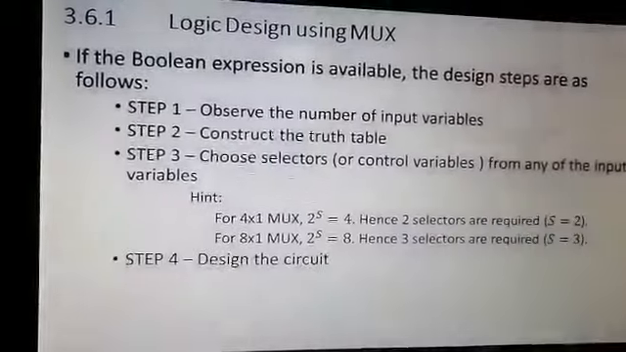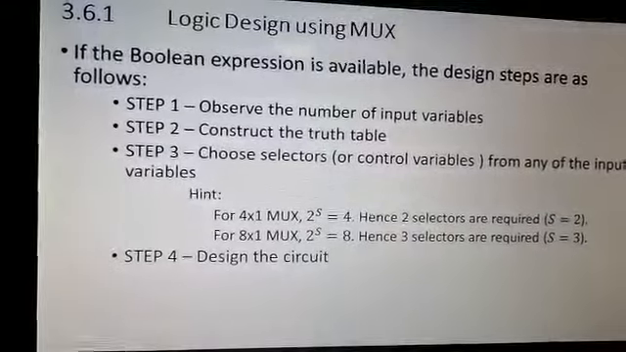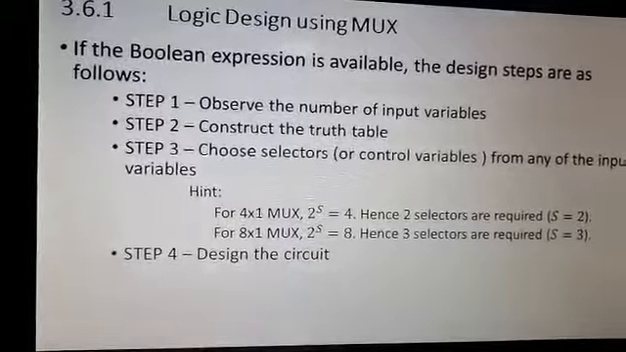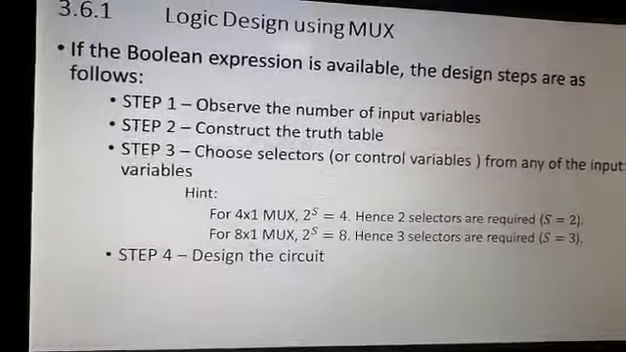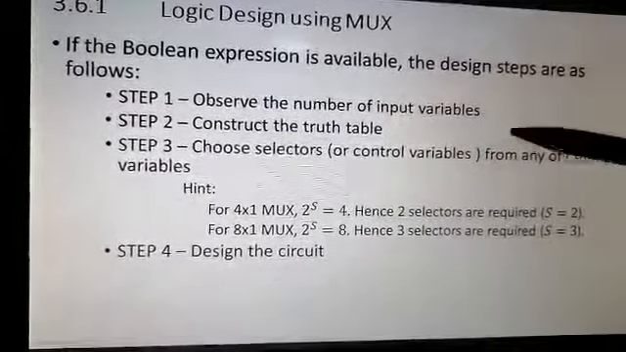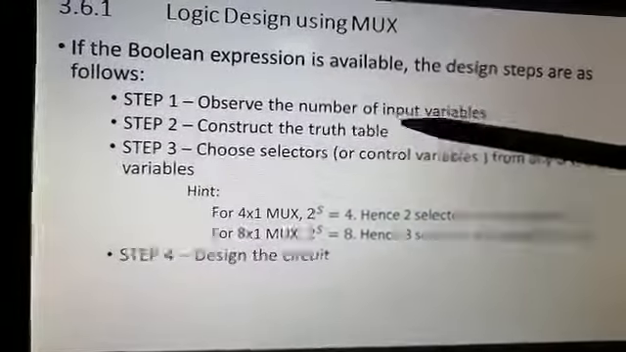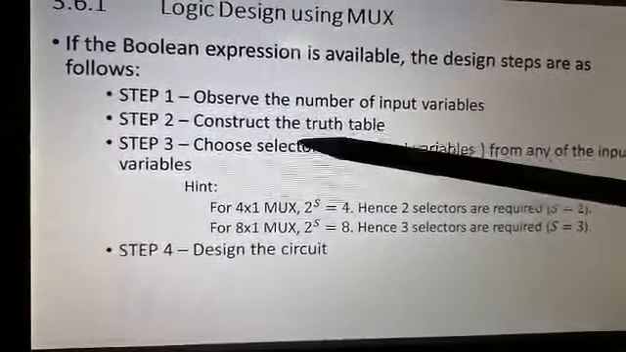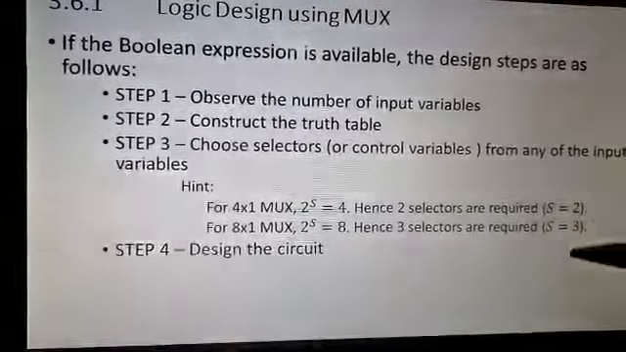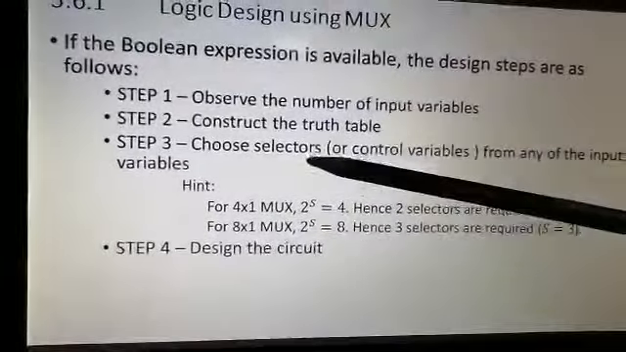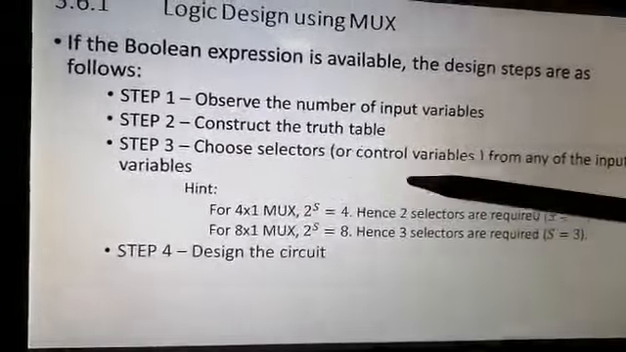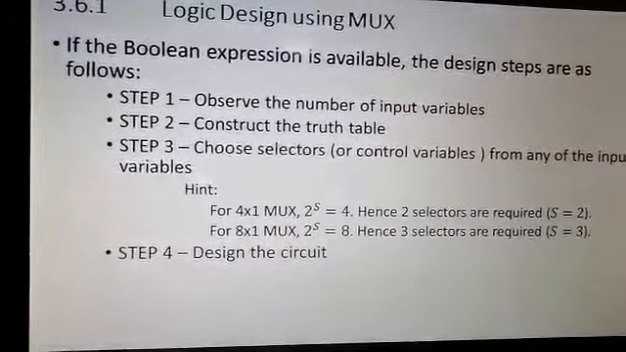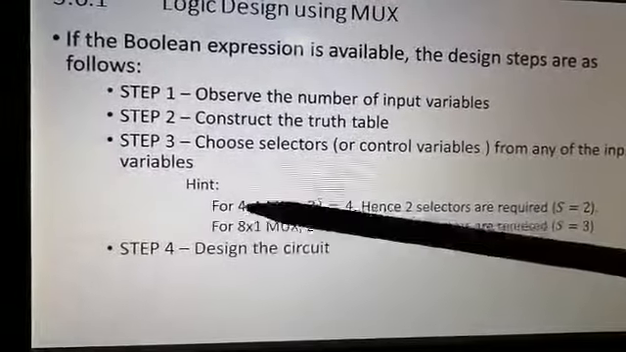So how to do a logic design using the mux. If the Boolean expression is available, there are steps we have to follow. First, observe the number of input variables. Second, construct the truth table. Then choose the selector, sometimes called the control variable, from any of the input variables. Here is some example.